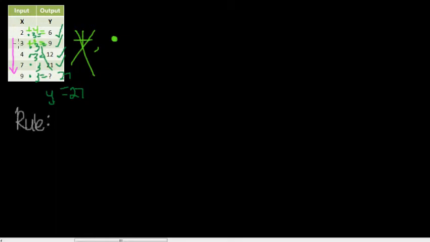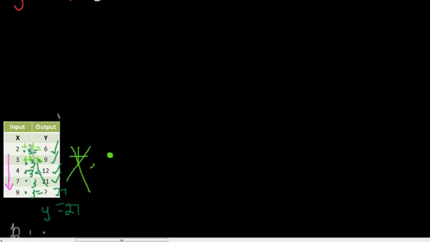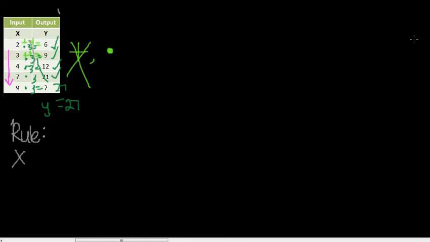We're taking the x value, and what are we doing to the x value? What did we do with all these? Well, we multiplied it. Hold on, let's see here. There we go. We multiplied it by 3, and we got our y value, which are the numbers in this column.